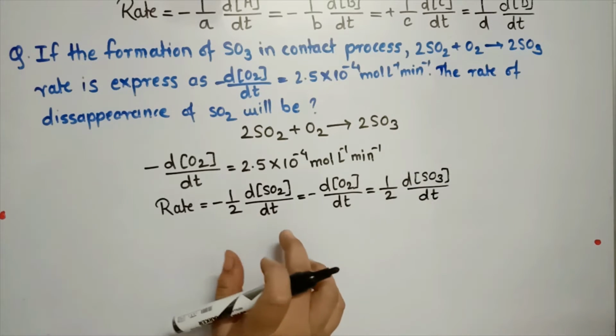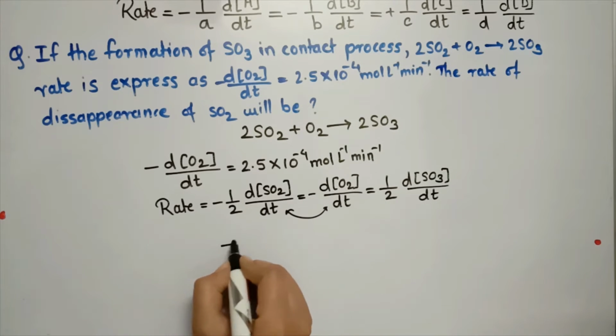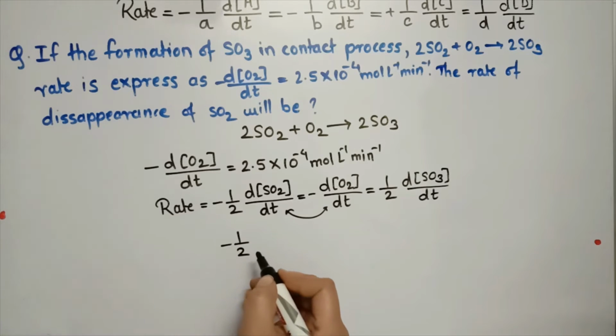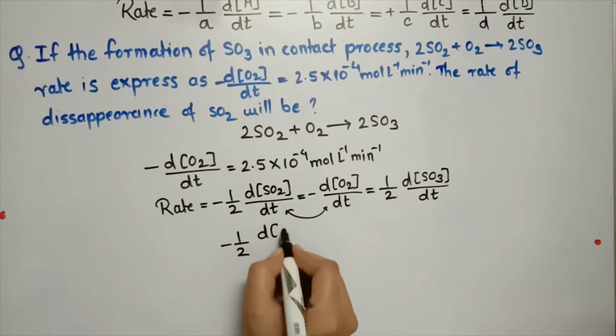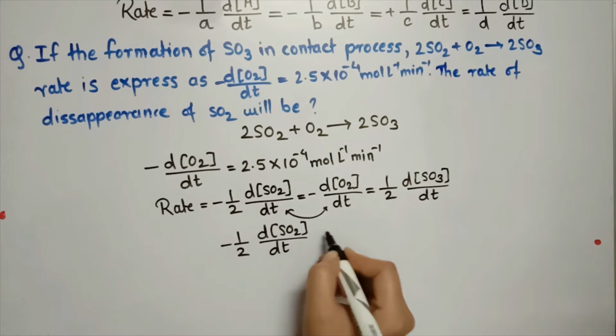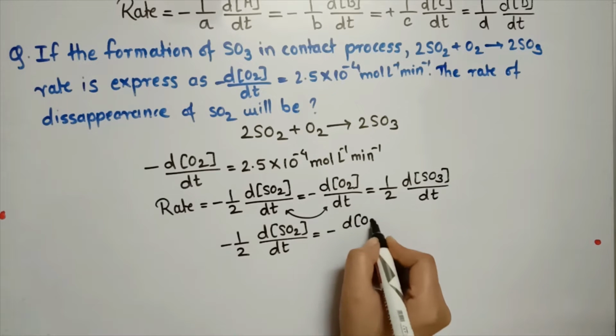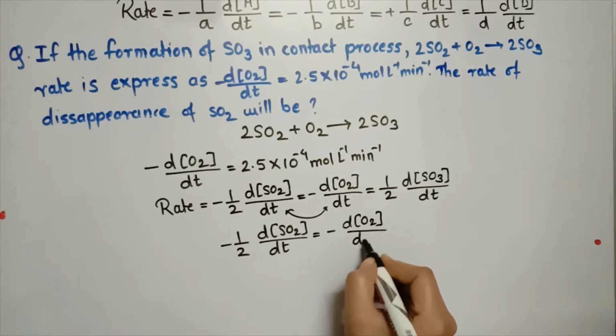Okay. So now what we have to do? We have to relate these two. That is minus 1 upon 2 d[SO2] upon dt is equal to minus d[O2] upon dt.